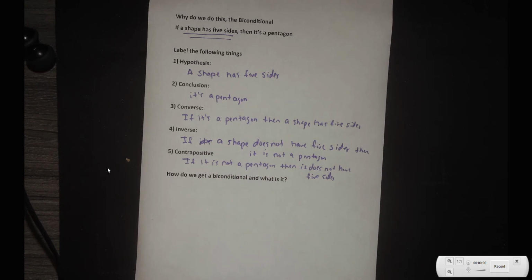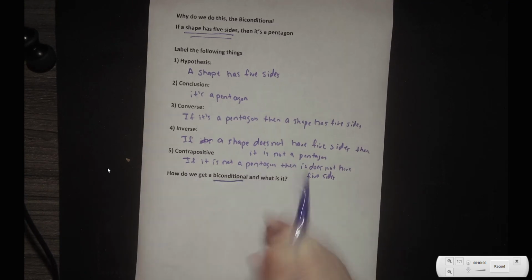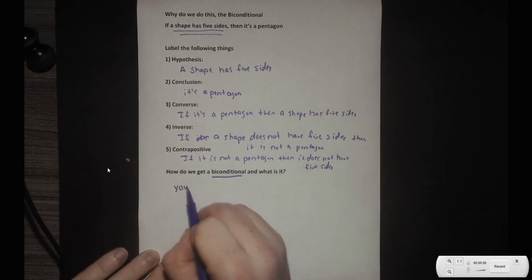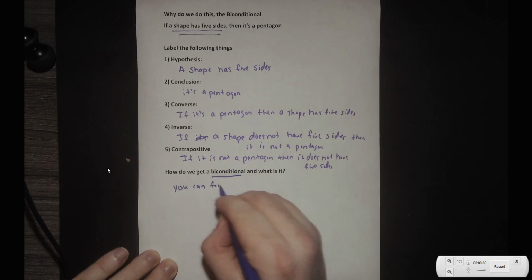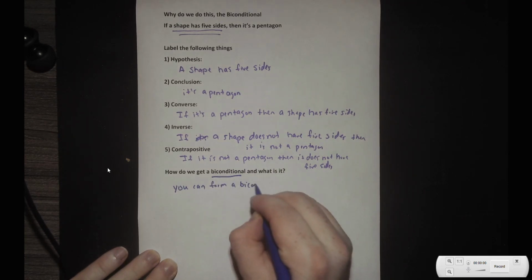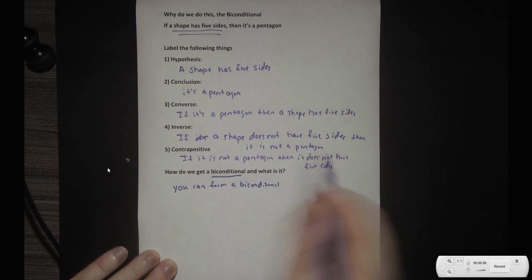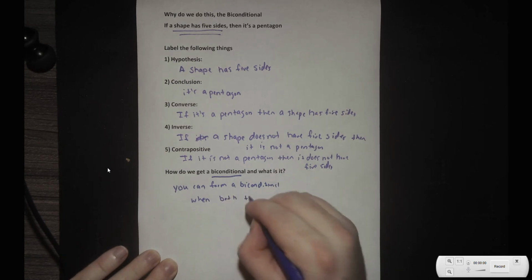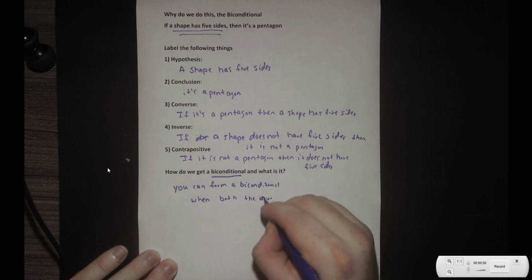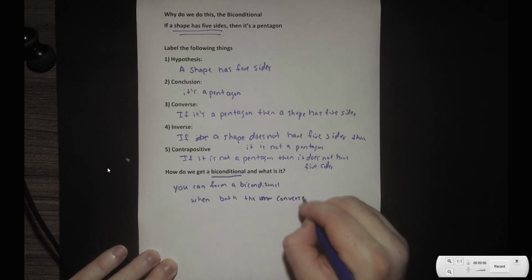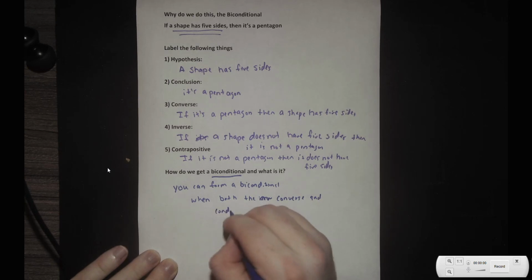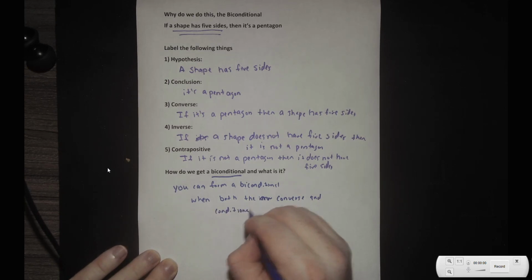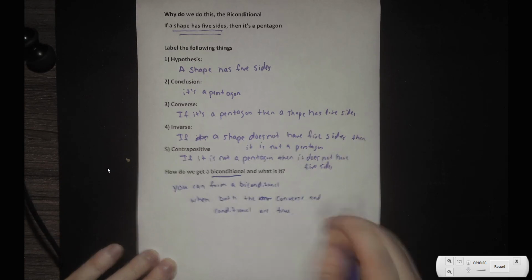Okay, so the whole big thing about a conditional statement is they can have a truth value. So either they're universally true or they're false. If we get down to this thing called a biconditional, you can form a biconditional when both the converse and conditional are true.